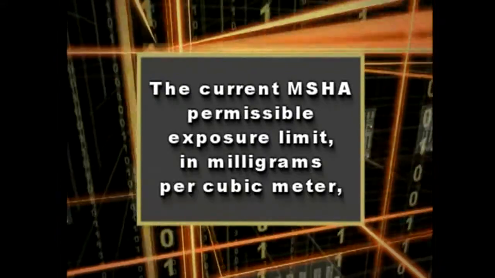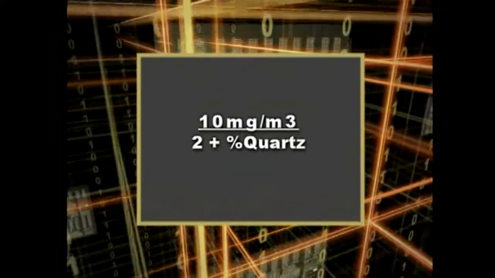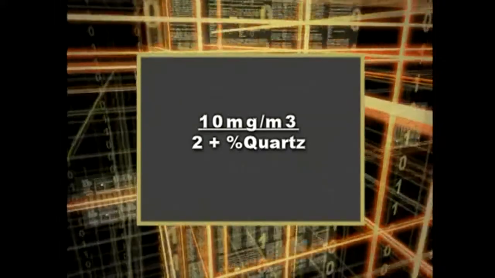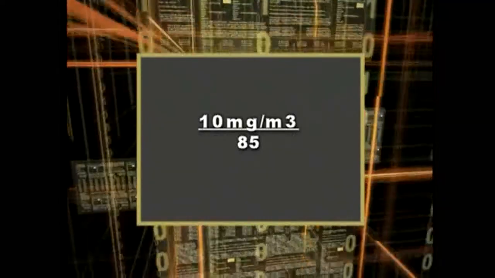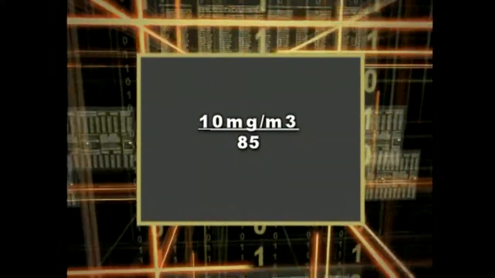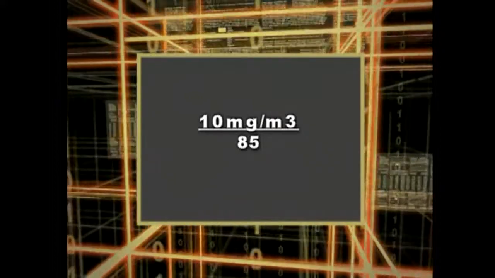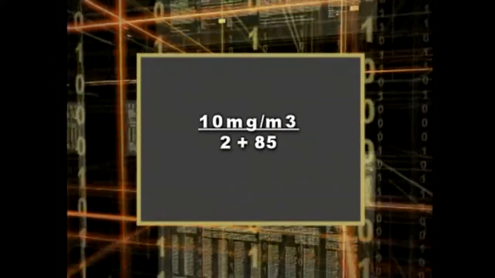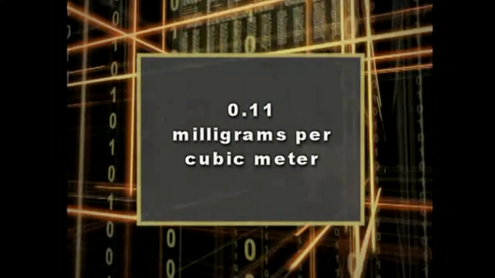The current MSHA permissible exposure limit in milligrams per cubic meter is determined by the formula 10 milligrams per cubic meter divided by 2 plus the percent quartz in the sample. For example, if the percent quartz in the sample was 85%, the exposure limit would be 10 milligrams per cubic meter divided by 2 plus 85, or 0.11 milligrams per cubic meter.